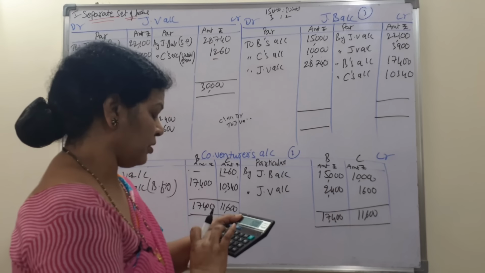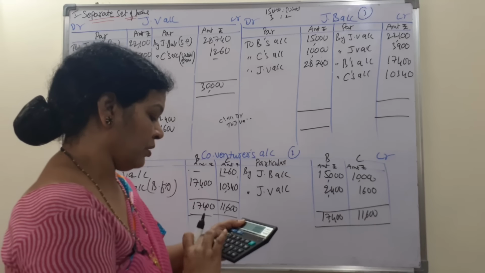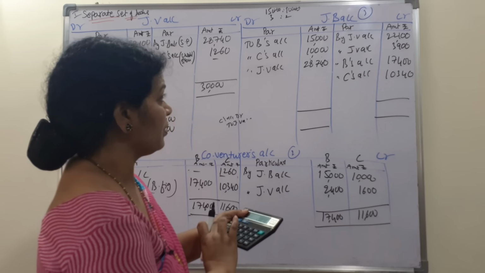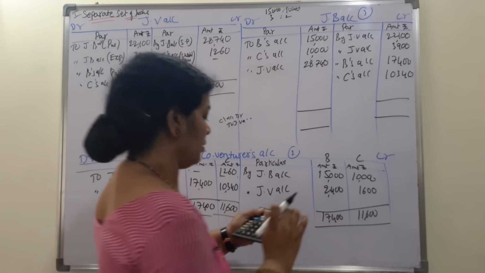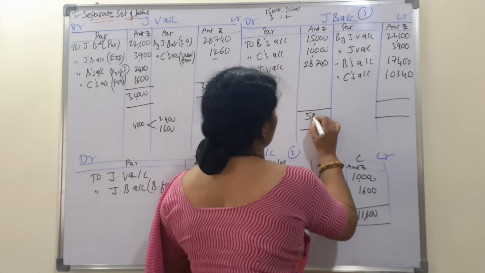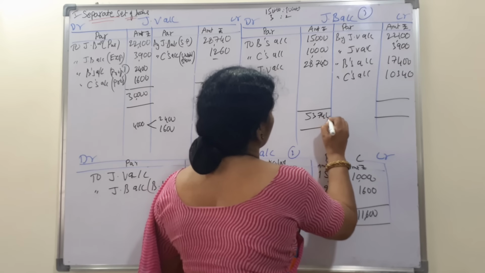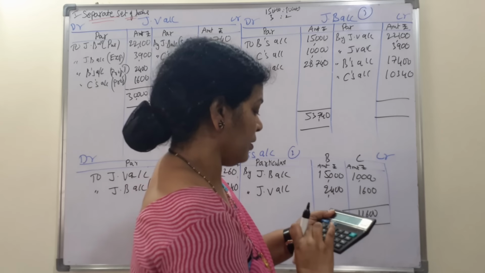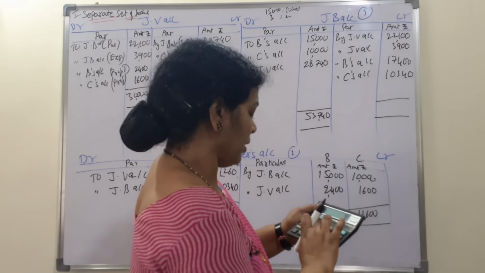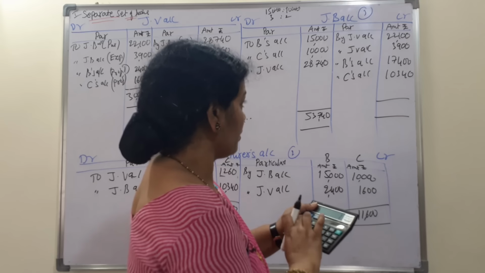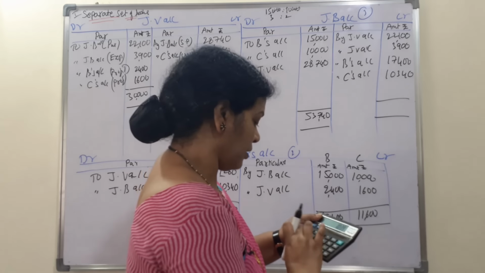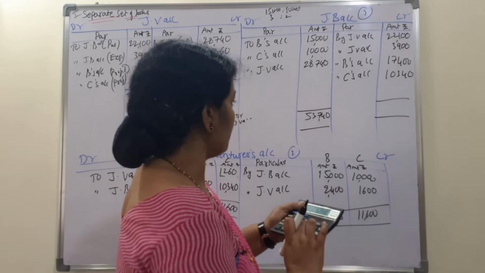15,000 plus 10,000, it is 25,000, and 28,740. 53,740. And on the credit side, 22,100 plus 3,900 plus 17,400 plus 10,340. 53,740, correct.